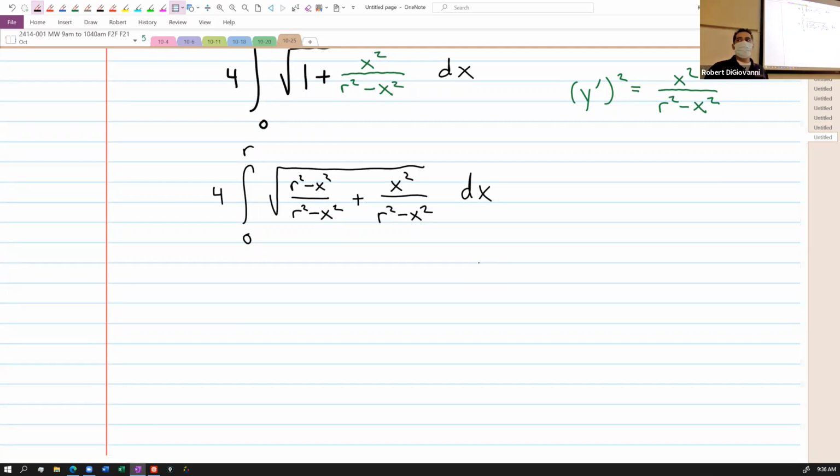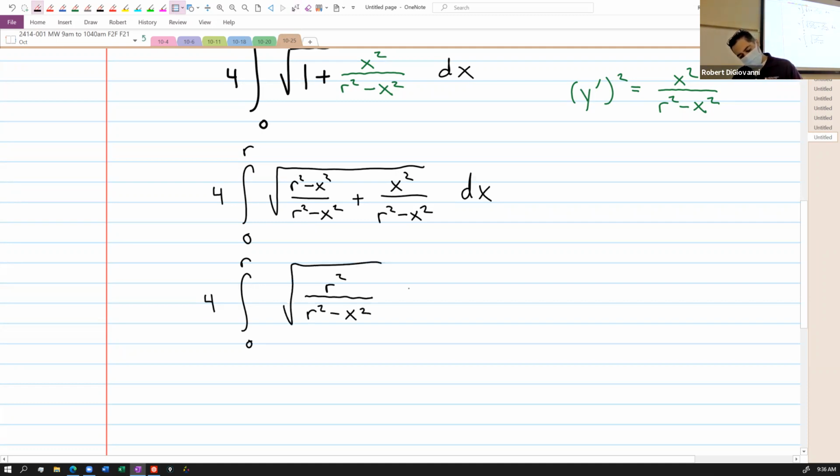Just r squared, don't you? So 4 integral 0 to r, you get just r squared on top, right? Everyone good with that? R squared minus x squared plus x squared, the x squareds cancel, you get r squared on top. So r squared over your common denominator, all underneath the root.